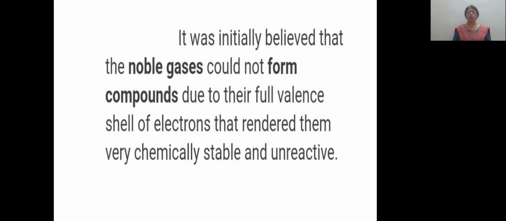Dear children, it was initially believed that noble gases could not form compounds due to their full valence shell of electrons that rendered them very chemically stable and unreactive. And that is why they were named inert gases. But later on, the name inert gases was no longer in use, and the new name, noble gases, was given to them. Now let us discuss why the name noble gases was given to group 18 elements.